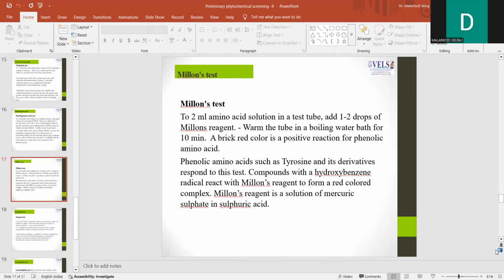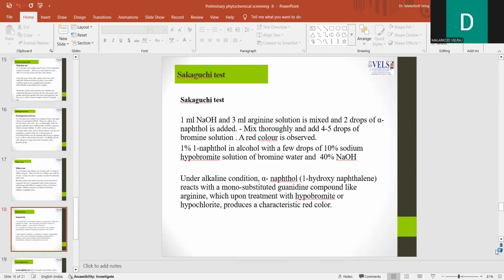Next is Millon's test. To 2 ml of amino acid solution in a test tube, add 1 to 2 drops of Millon's reagent. Warm the test tube in a boiling water bath for about 10 minutes. A brick red color is a positive reaction for the phenolic amino acids. Phenolic amino acids such as tyrosine and its derivatives respond to this test. Compounds with the hydroxybenzene radical react with Millon's reagent to form a red colored complex. Millon's reagent chemically is a solution of mercuric sulfate in sulfuric acid.